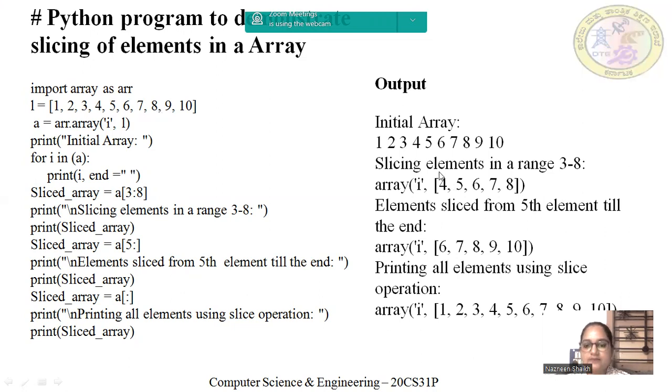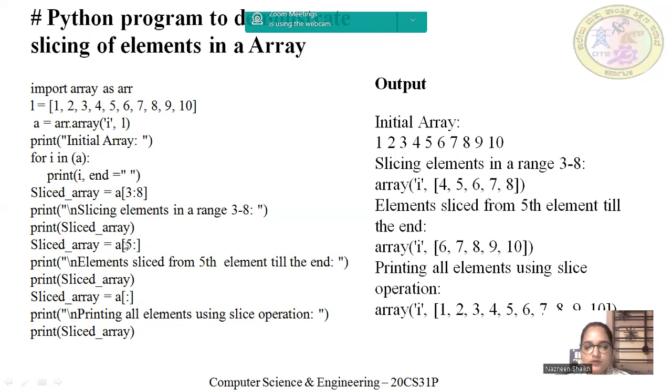As you can see, the output on the right hand side shows the slicing elements in the range 3 to 8. And if you print the sliced array here, which is the slice from 3 to 8 index, the elements present in that slice are 4, 5, 6, 7, 8. Yes, this is how we can print the sliced array.